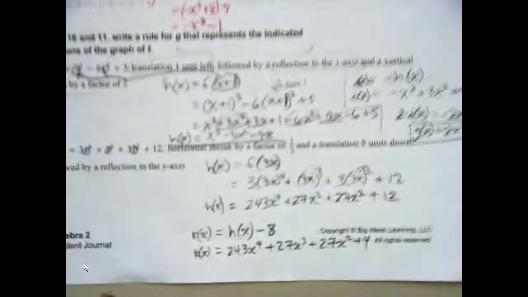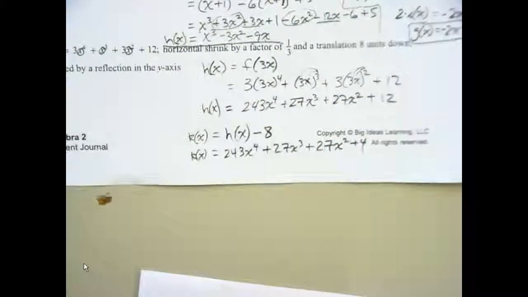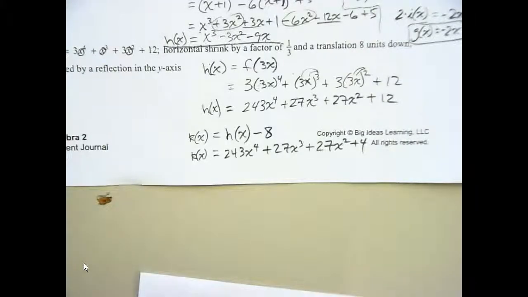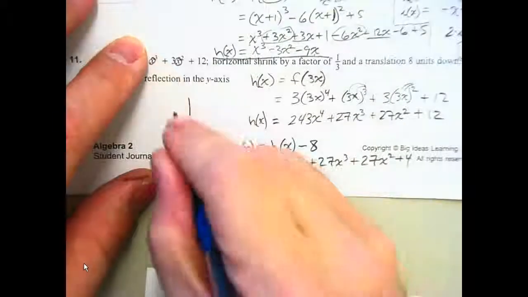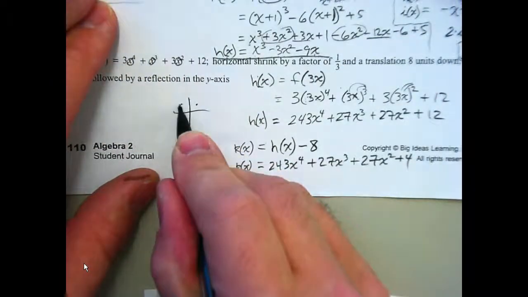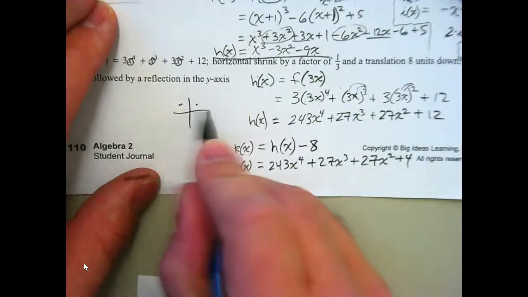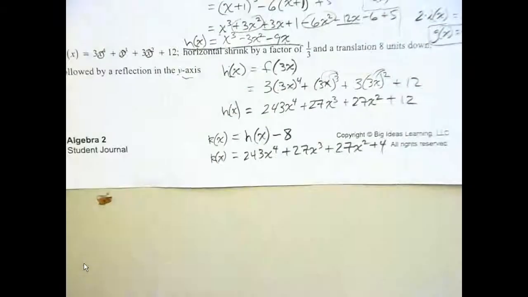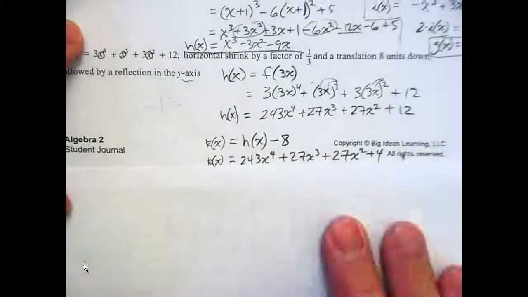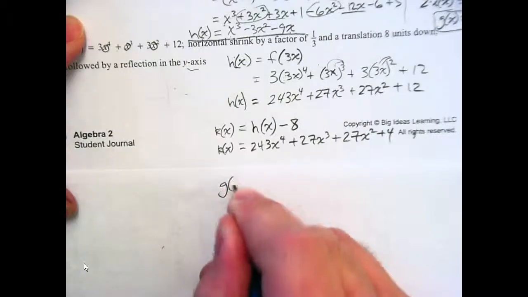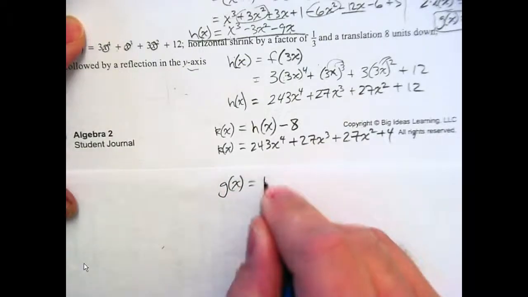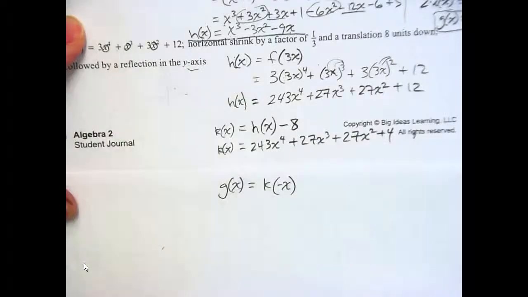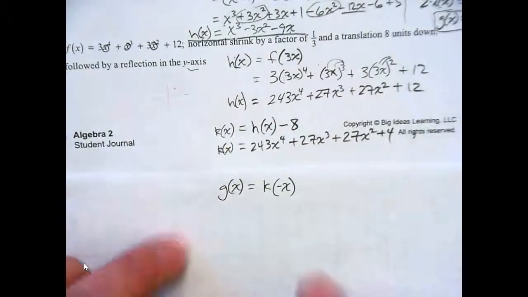Okay. Reflection in the y-axis. Does it happen on the inside or outside? Inside. Y-axis, if we're moving over the y, you went from here to here. That means you're changing on the horizontal, so it happens on the inside. So that means we need to take k of x. I'm running out of room here, so I'll write it on here. Okay, so g of x now, our last piece, is going to equal k of negative x. That means negative x is being plugged into each of those x values.